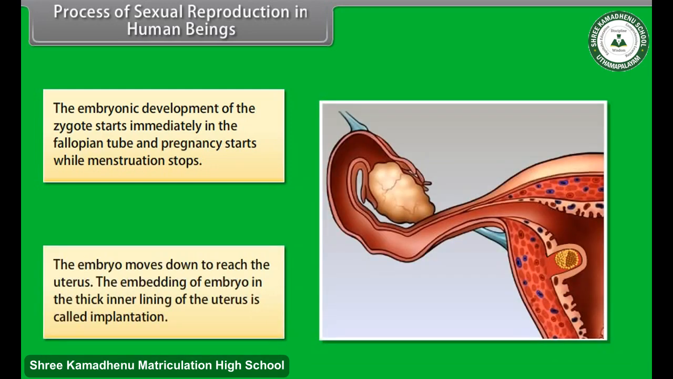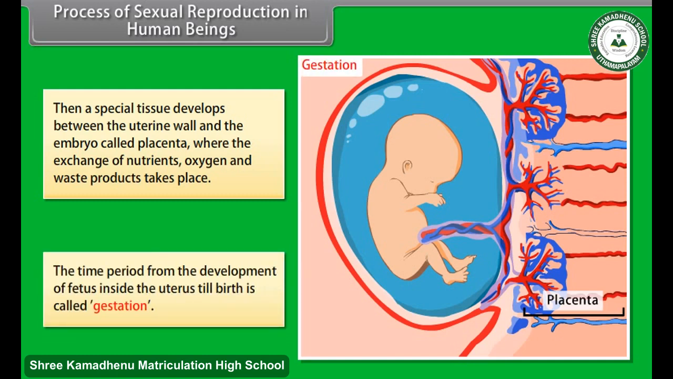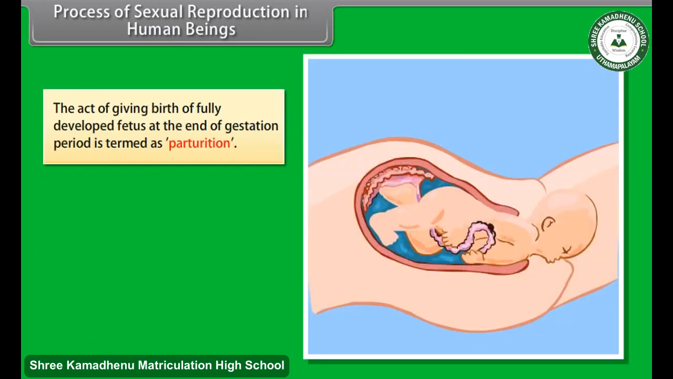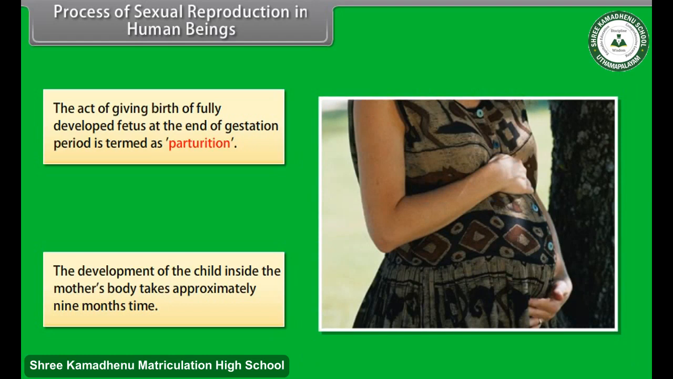The embryo moves down to reach the uterus. The embedding of embryo in the thick inner lining of the uterus is called implantation. Then, a special tissue develops between the uterine wall and the embryo called placenta, where the exchange of nutrients, oxygen, and waste products takes place. The time period from the development of fetus inside the uterus till birth is called gestation. The act of giving birth of fully developed fetus at the end of gestation period is termed as parturition. The development of the child inside the mother's body takes approximately 9 months' time.